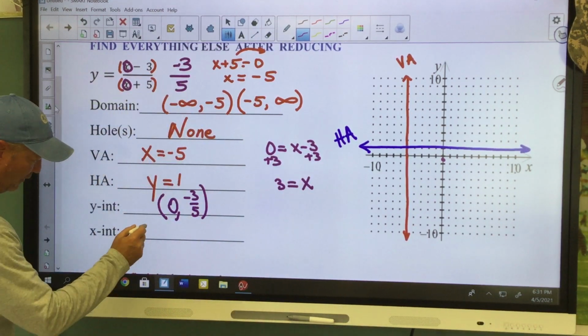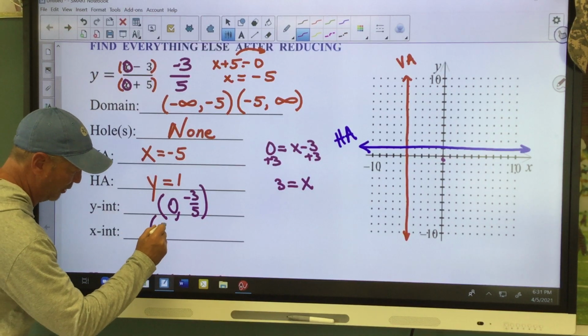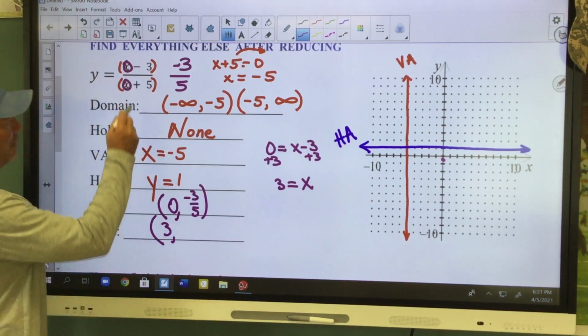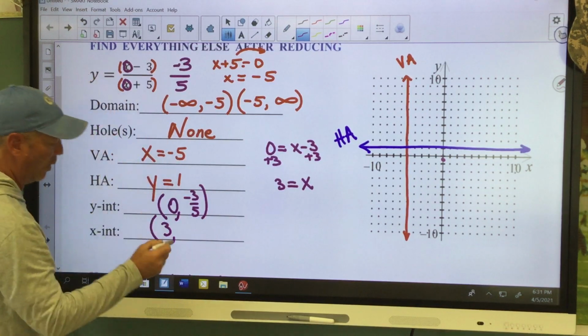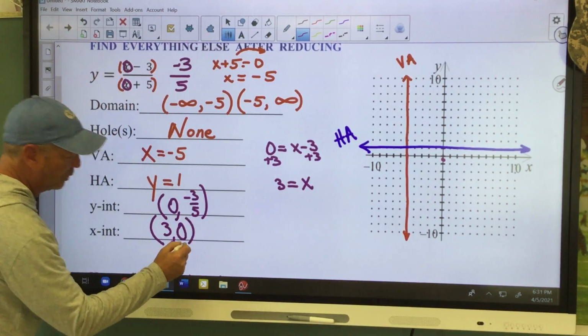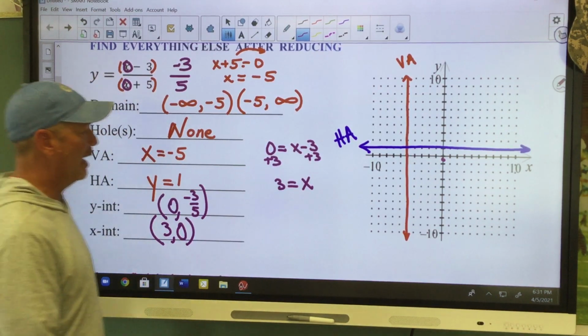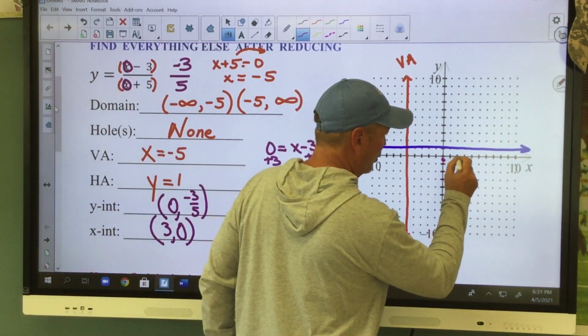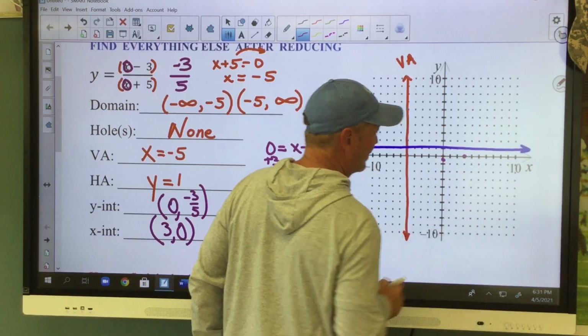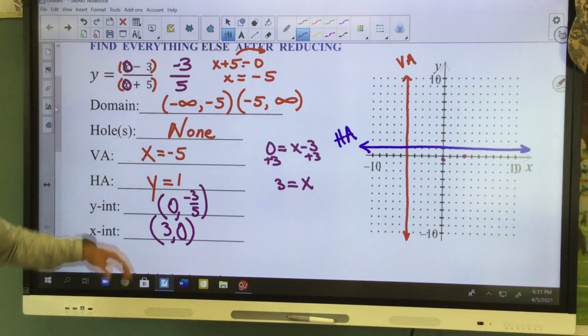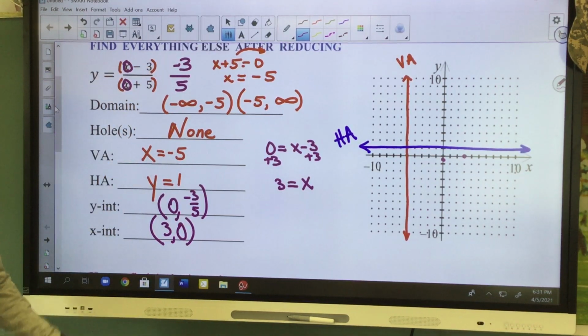So my x value is 3. And remember, I substitute a 0 for the y. So there's my x-intercept at 3, 0. 1, 2, 3. There's my x-intercept. So we have almost finished. We have answered all these blanks, all the questions we've asked.